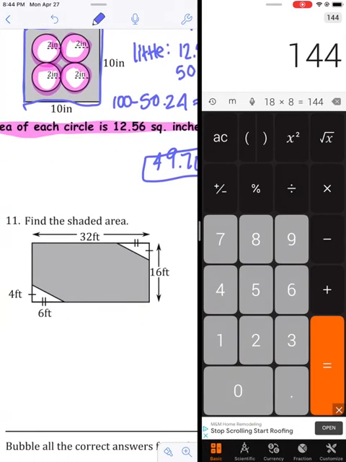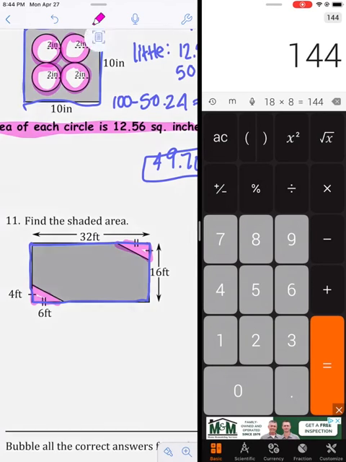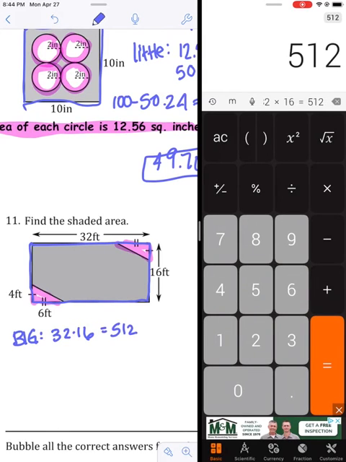Okay, so number 11 is similar to the one we just did. This one only has 2 triangles though. See if you could pause the video and give this one a try. All right, hopefully you've given this a try. Same strategy. I'm going to use the big blue rectangle minus my cutouts. This time I only have 2 of them. So I have 1 big rectangle and 2 little triangles to subtract. So for the big guy, that's going to be 32 times 16.